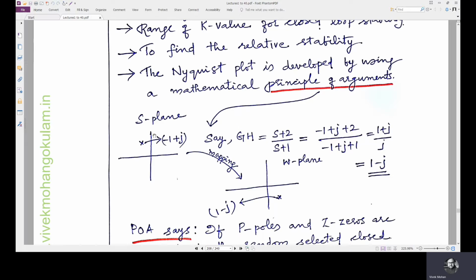So you'll see this example here. You have an S-plane where a point is marked -1 plus J. When it is mapped to the GH plane, what happens? That is what we are going to see. S plus 2 by S plus 1 is the expression for GH. Substituting S equals -1 plus J, it becomes (-1 plus J plus 2) divided by (-1 plus J plus 1), which is equal to 1 minus J. So the corresponding point in the W plane, when mapped from the S plane, is 1 minus J.